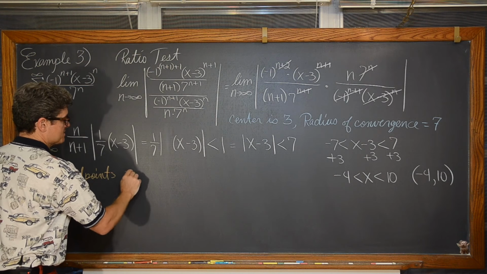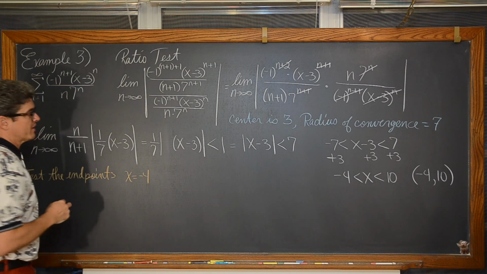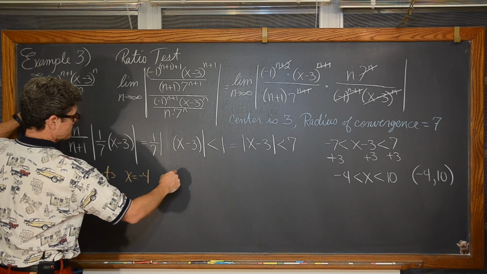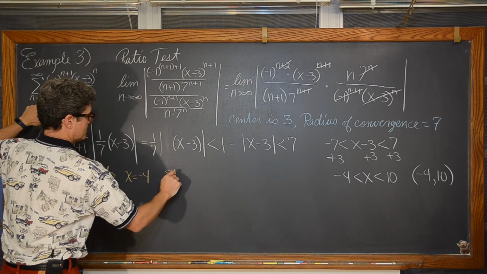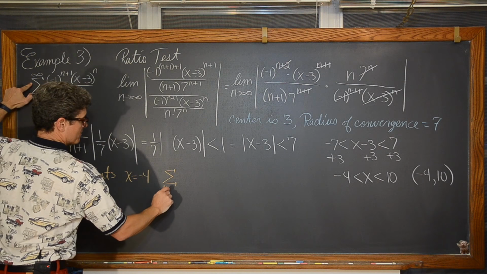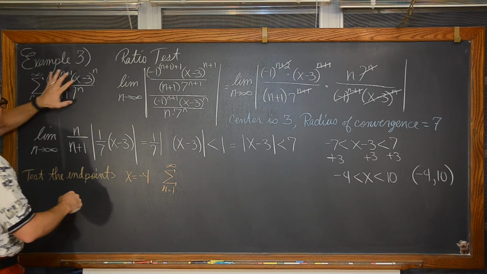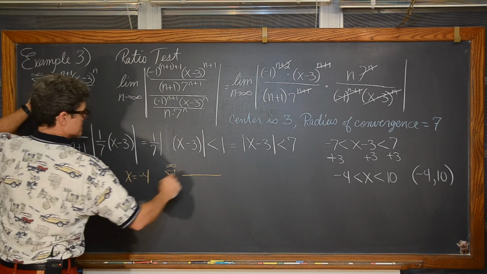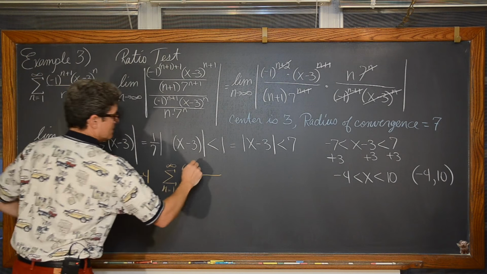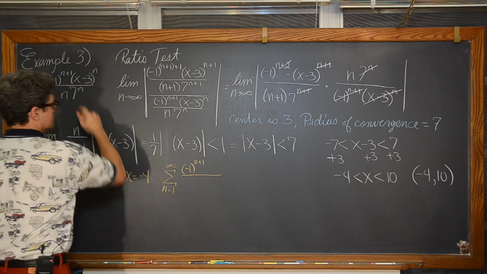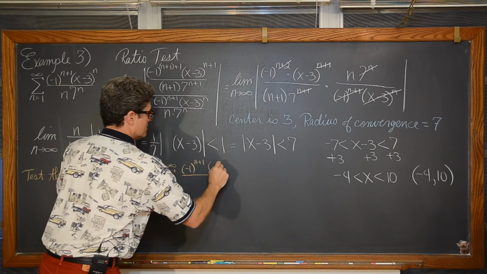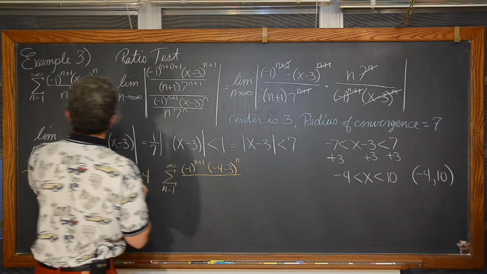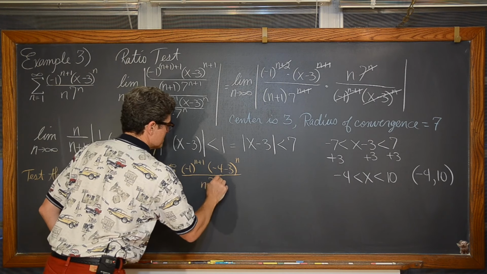So what about when x is equal to negative 4? I'm really afraid I'm going to run out of room here, but we're going to be looking at the summation where n goes from 1 to infinity. And I'm just going to take out the x and plug in negative 4. So negative 1 to the n plus 1, parentheses, negative 4 minus 3 to the n power over n times 7 to the n.